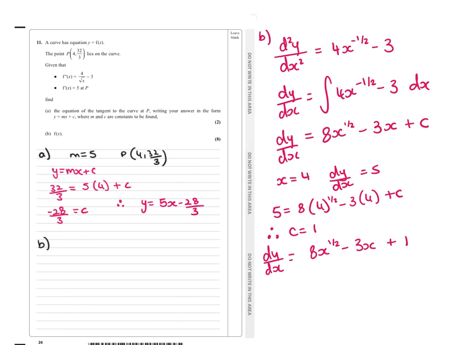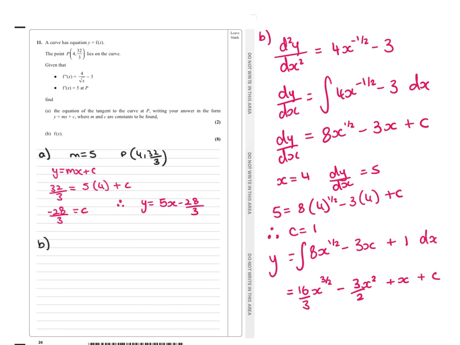Now to find out what y equals, or in this case f of x, we need to integrate this with respect to x. So increase the power by 1, 3 over 2, divide by the new power. 8 divided by 3 over 2 is 16 over 3. Increase the power by 1, x squared, divide by the new power, 2. Increase the power by 1, x, plus our constant of integration, c.